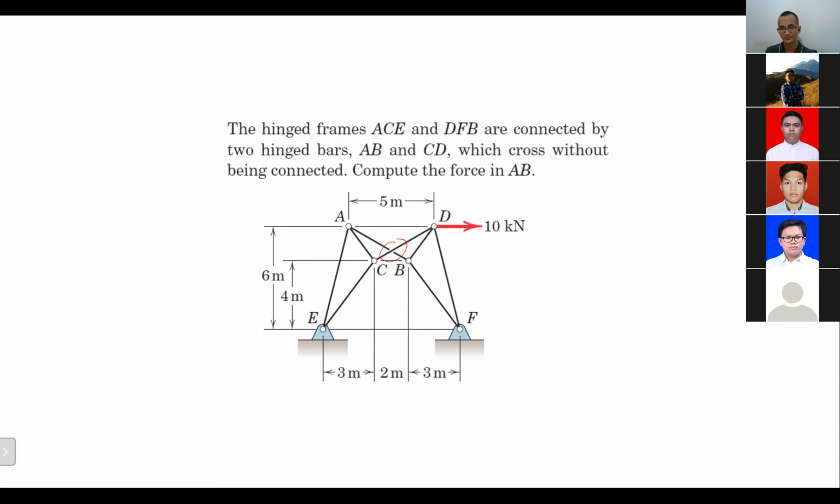Okay, so this is one of the simplest problems about a truss system, a statically indeterminate truss system. Let's try to solve it together. Can anyone here give me any idea on how to solve it?